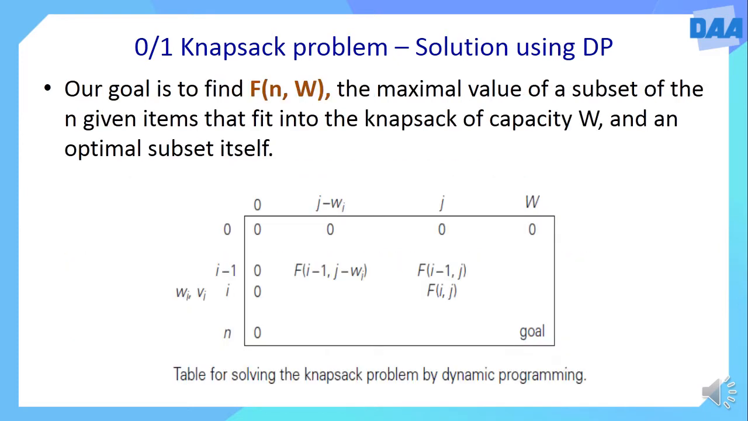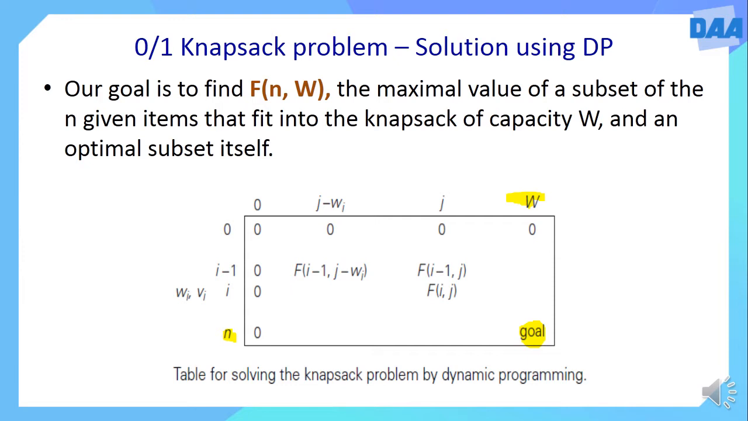Moving on, our goal is to find f of n, W. We have stated f of i,j so far, but our aim is to find f of n, W. So we need to find the goal state. We need to compute the value of f of n, W. f of n, W gives the maximum value of the subset of the n items that fit into the knapsack with capacity W, and the optimal subset itself.